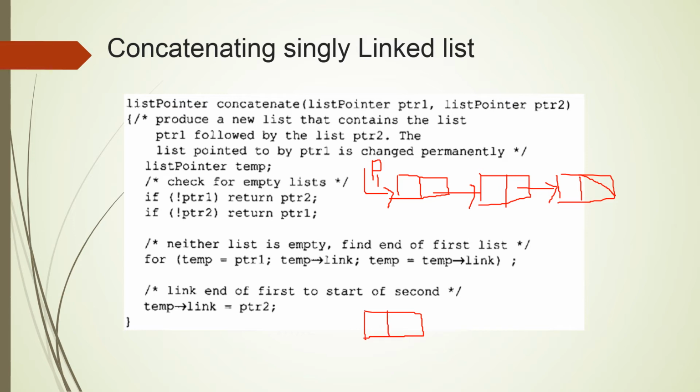The next one again contains three nodes, and the link field of the last node holds the value null, and this is pointed by PTR2. First node of the next list is pointed by PTR2. Now I wanted to append this. So that means there are two lists, you have to make this a single list. That means you have to store the address of this one in the link field of the last node of the first single linked list.